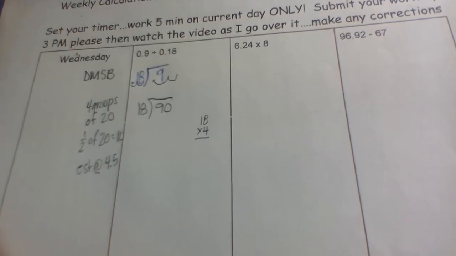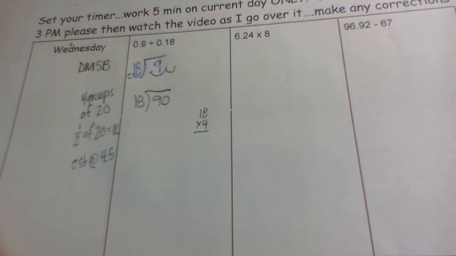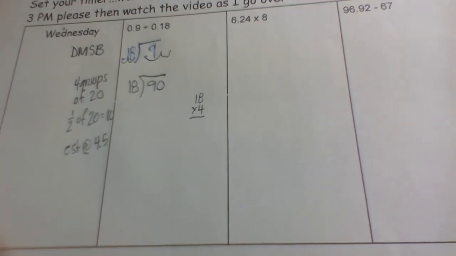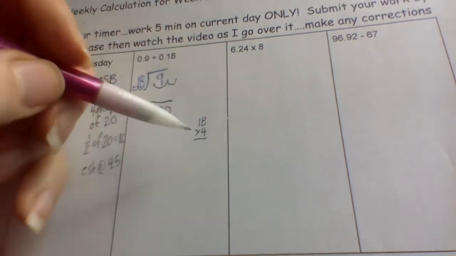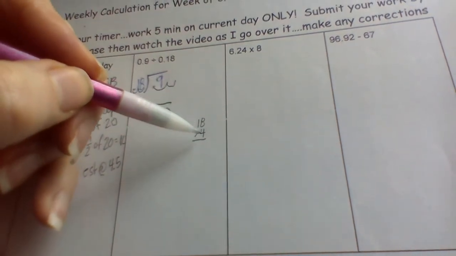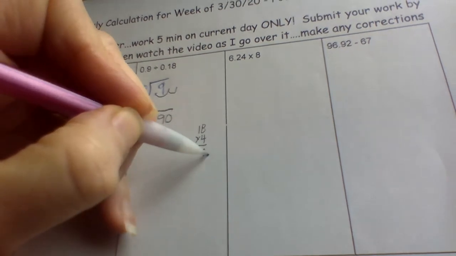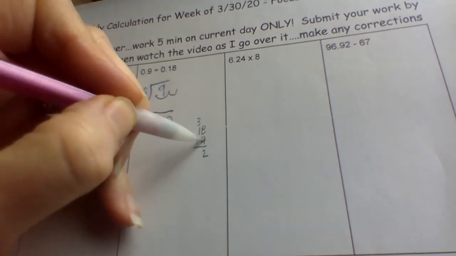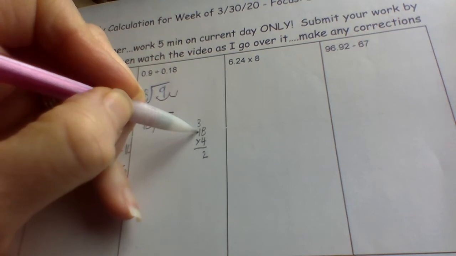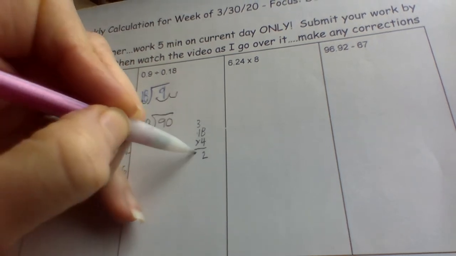I put my problem off to the side because I don't like to make it too messy and it's easier for me to read. So if I do 18 times 4, remember I start here on the right. 4 times 8 is 32, so I'm going to carry my 3. 4 times 1 is 4, plus 3 is 7.